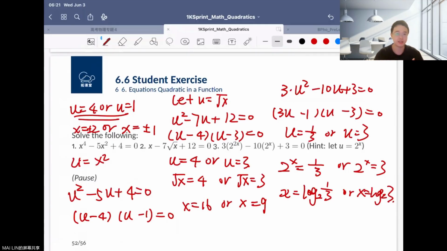So that is for today's lesson, where we tried to understand how to solve special equations in quadratic equation form, okay? They're very important for us to do so, okay?